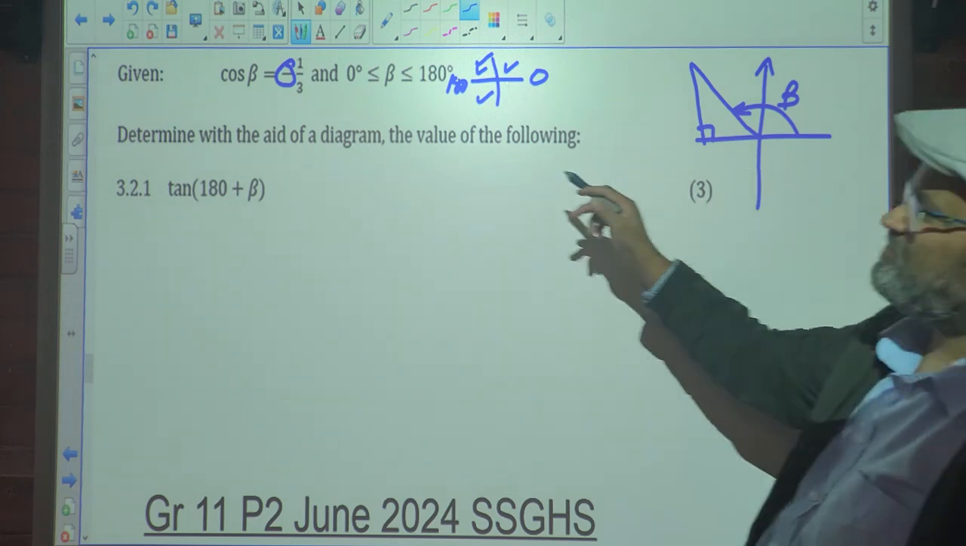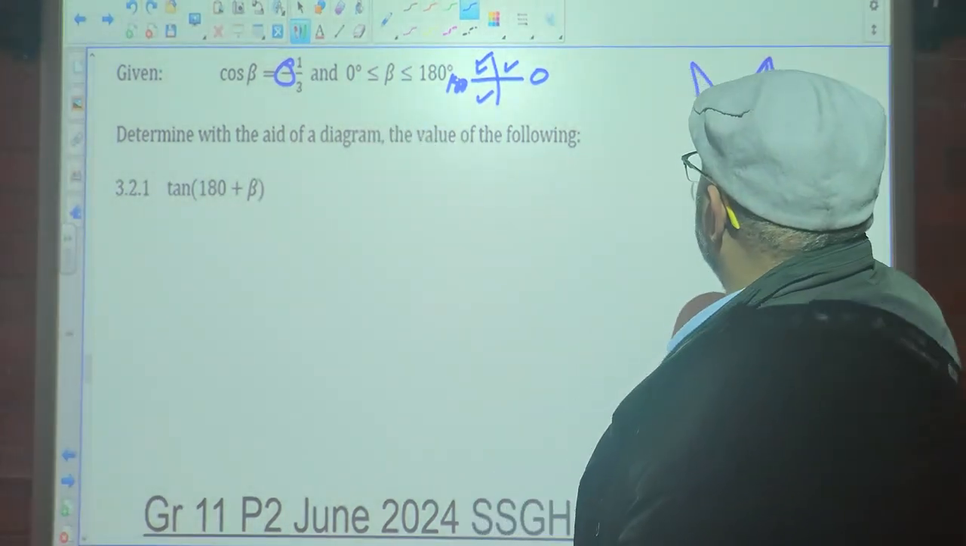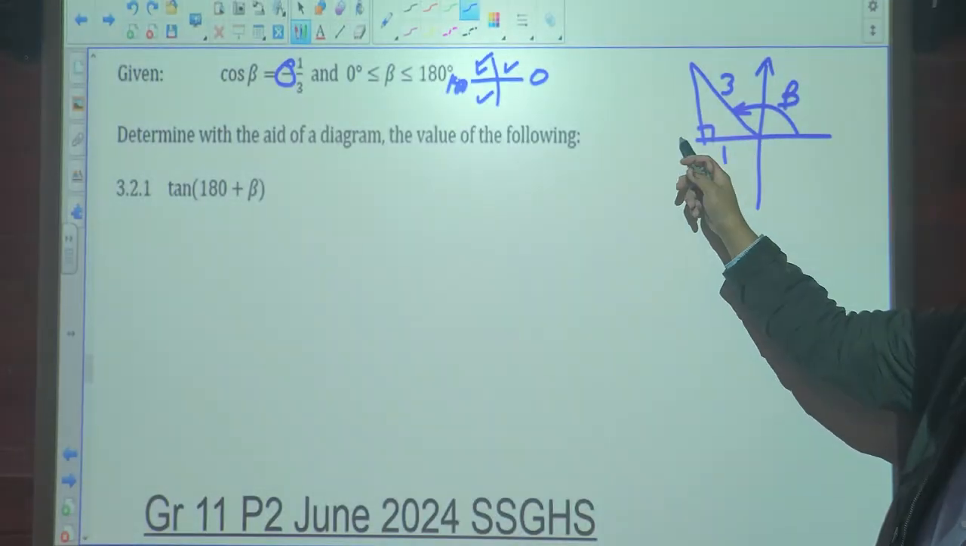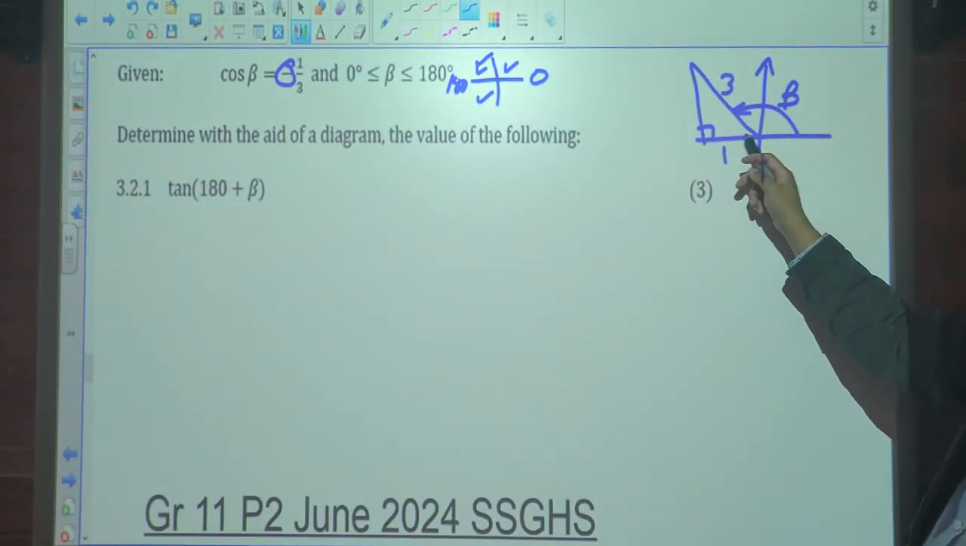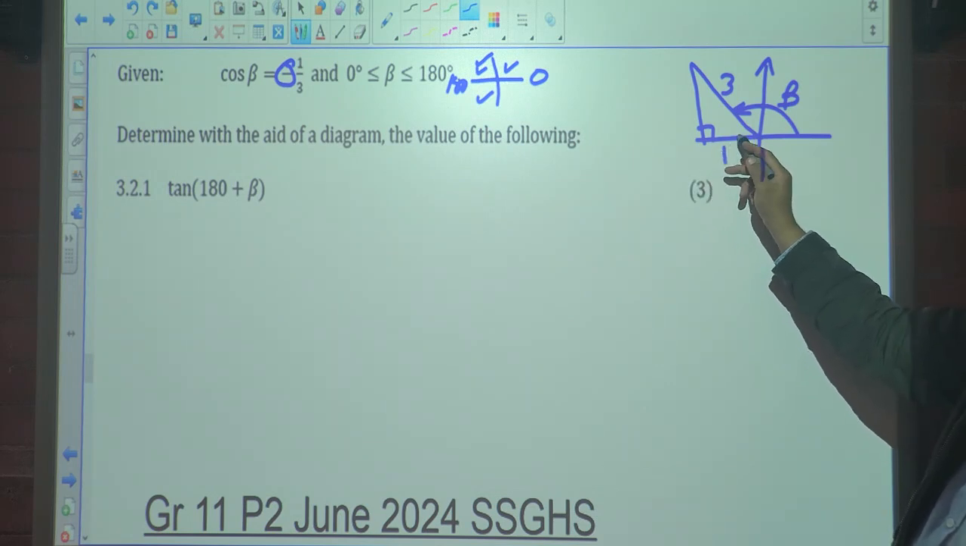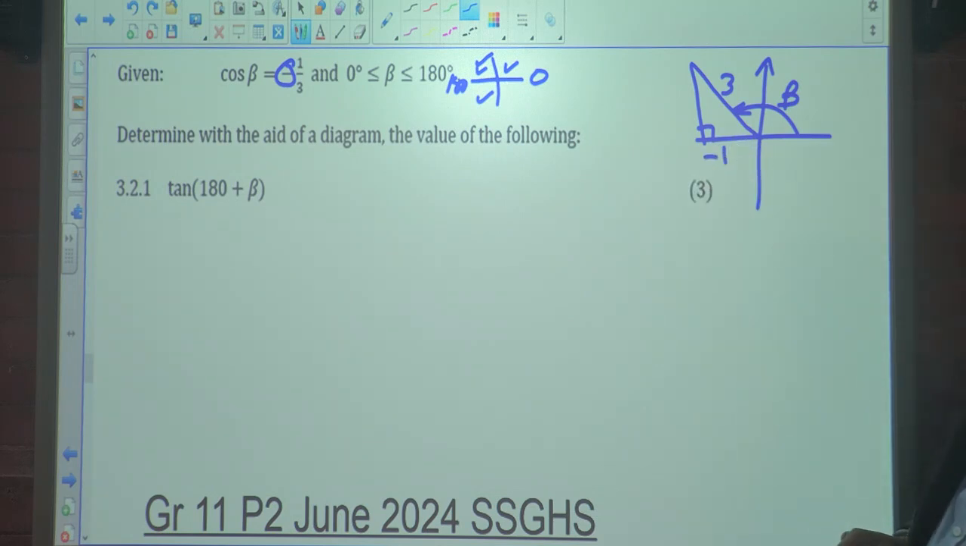And then cos stands for adjacent over hypotenuse. So adjacent is 1, hypotenuse is 3. We know that this is negative, because the x part, your adjacent on the negative part of your x-axis, is negative 1.